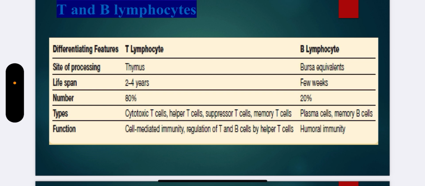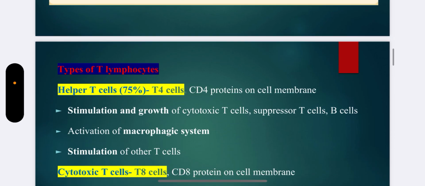80% are T lymphocytes, the rest 20% are B lymphocytes. T lymphocytes can be subcategorized into cytotoxic T cells, helper T cells, suppressor T cells, and memory T cells, whereas B lymphocytes can be plasma cells and memory B cells. T lymphocytes have a role in cell-mediated immunity, whereas B lymphocytes have a role in humoral immunity.